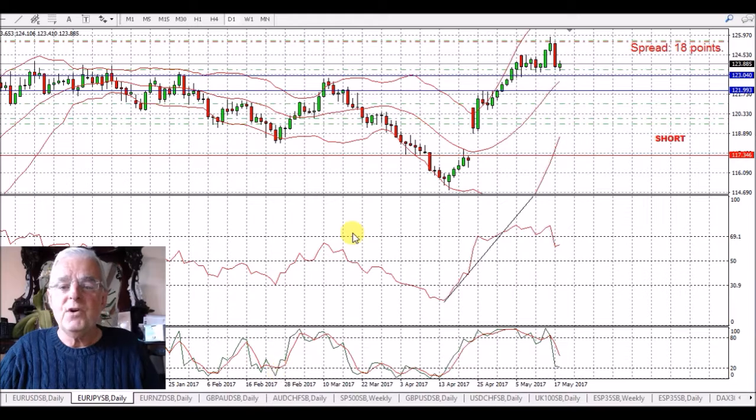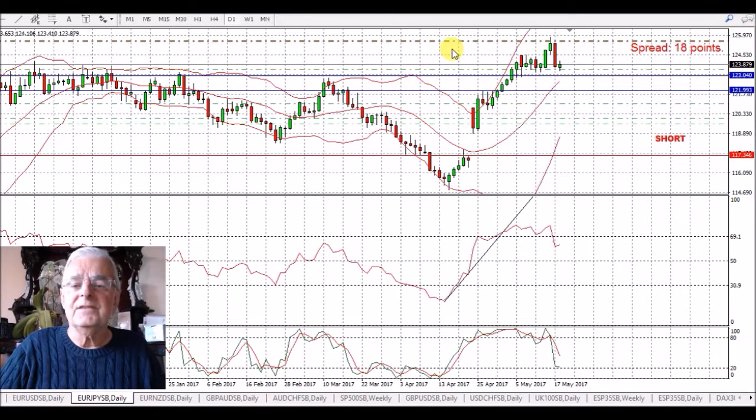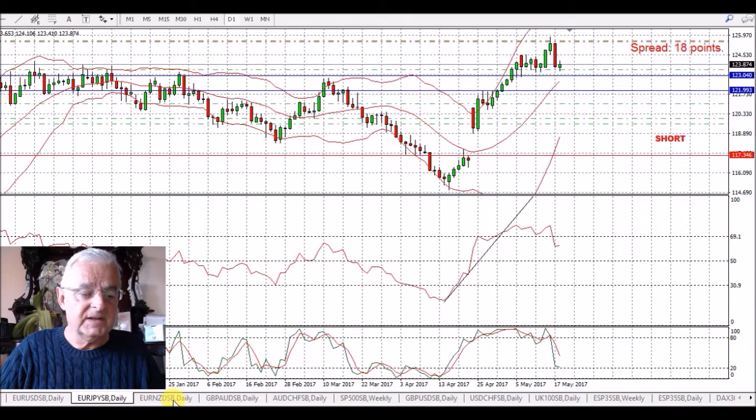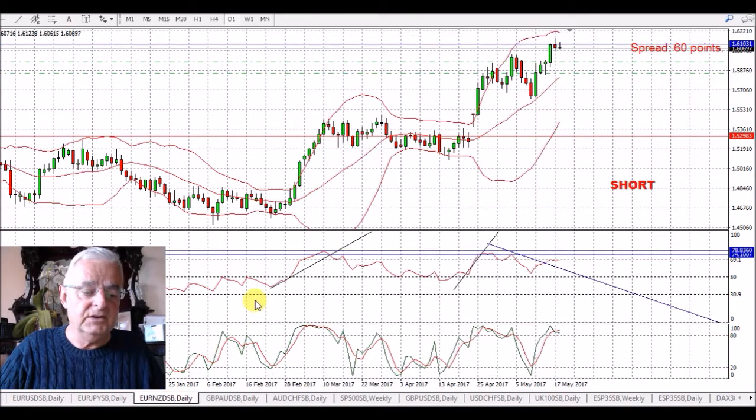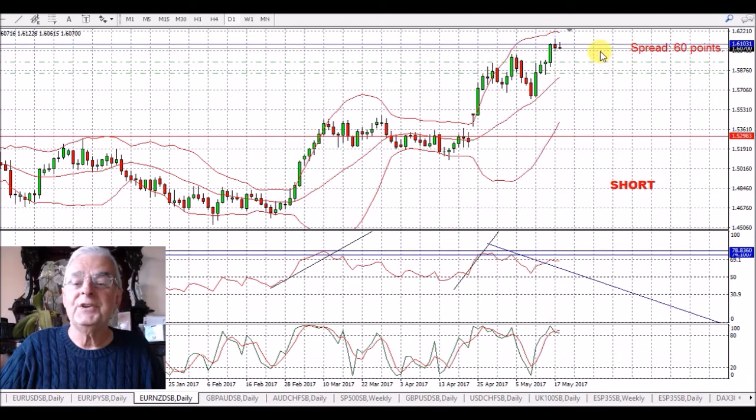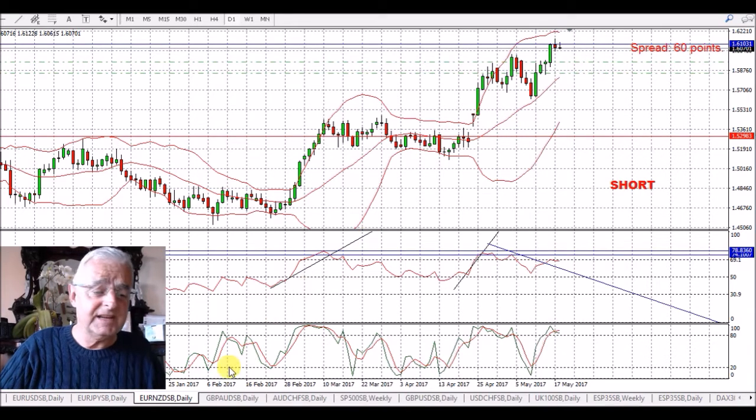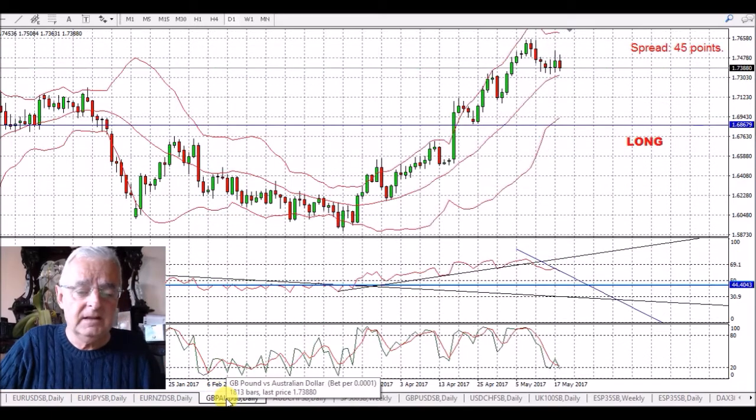Euro JPY, as I said to everybody, I got in yesterday. I got a short, more or less at the top here. Very pleased with that, and it's come down nicely for me. Euro New Zealand dollar is about where I got out. Well, I got out of the blue line, so it's a little bit below. Every chance of getting back in if I wanted it.